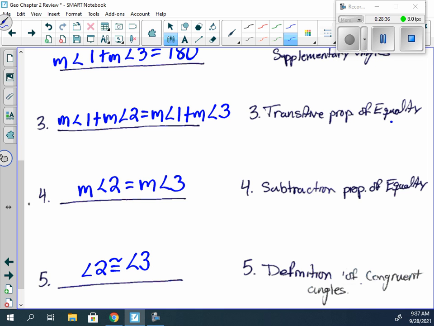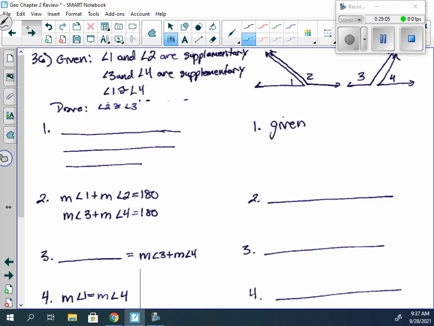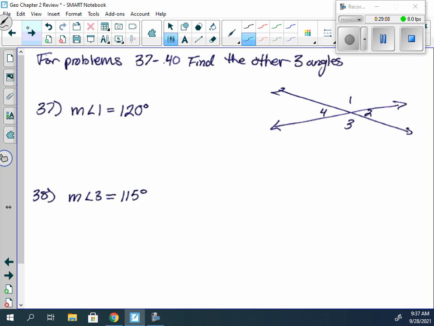So really, this will be almost exactly the same type of setup as they will be on the test. For the geometric proof, you're filling in the blanks. You're not doing the entire proof. You're just filling in. Questions on any of the other geometric proofs? Be ready for the next. Questions on 37 through 40?